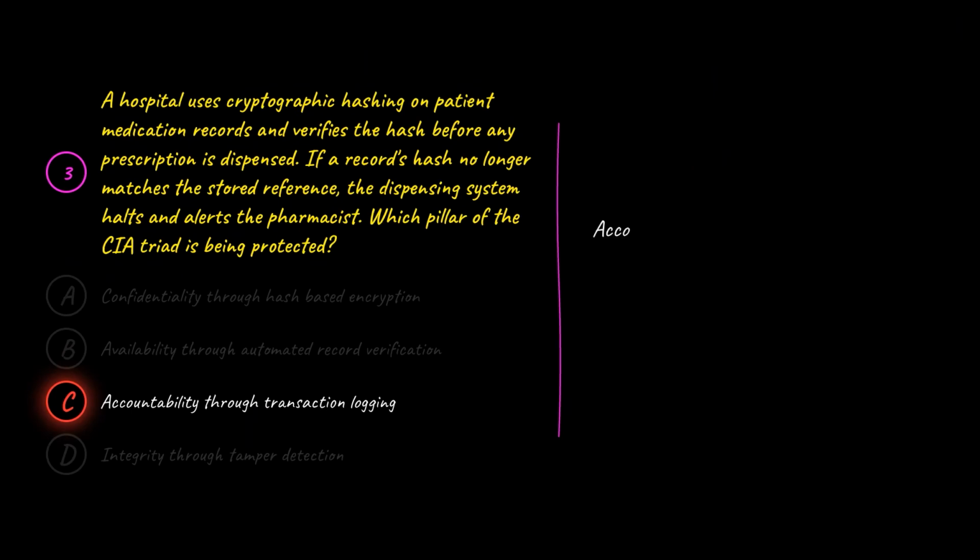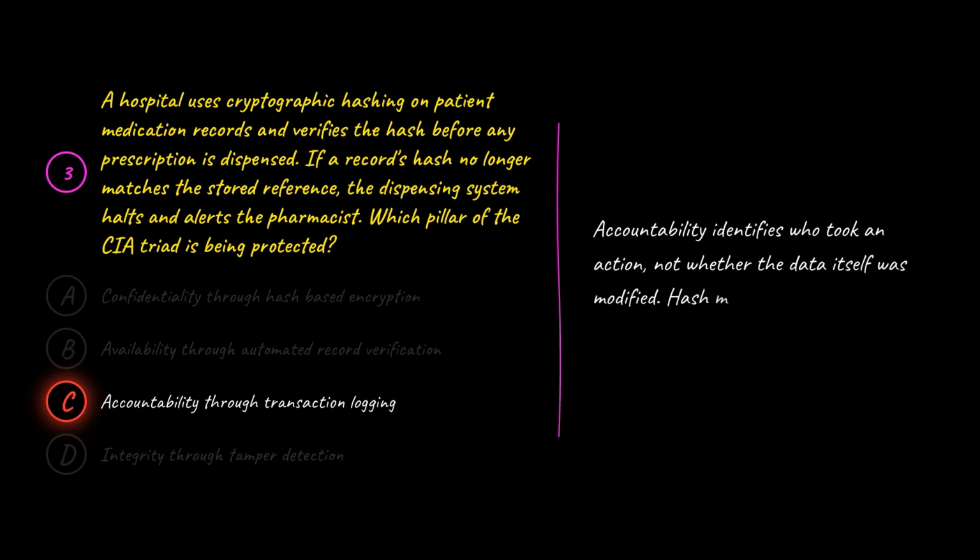C is wrong because accountability identifies who took an action, not whether the data itself was modified. Hash mismatches reveal change without identifying the source.